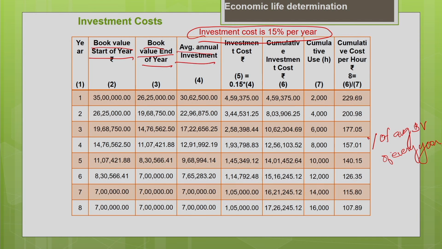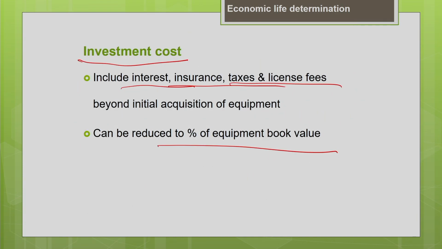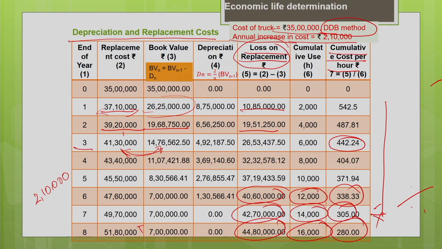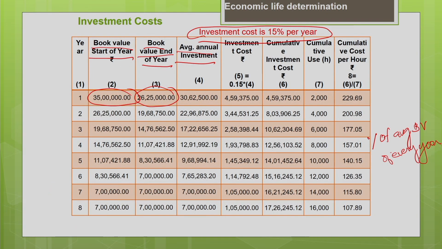Obviously the book value at the beginning of year is the purchase price, 35 lakh. The book value at the end of every year you can get from the previous table, where you have calculated the book value at the end of every year. So this column you can use for the investment calculation. And another thing, as I told you, the book value at the end of first year is the same as the book value at the beginning of the second year. Similarly, the book value at the end of second year is the same as the book value at the beginning of third year. So it goes on like this.